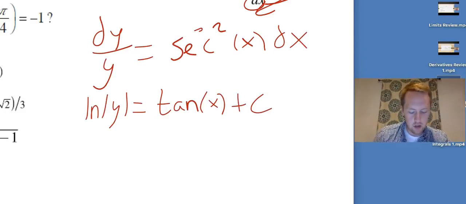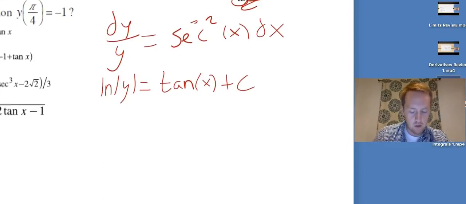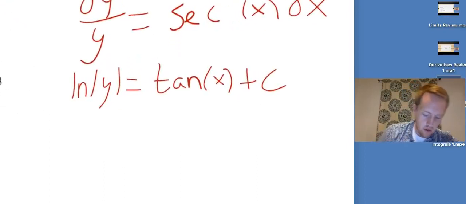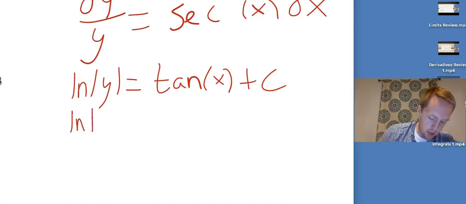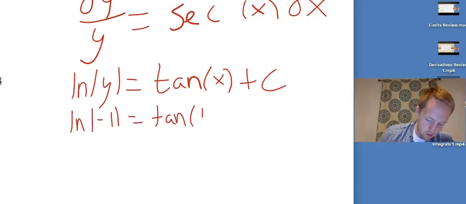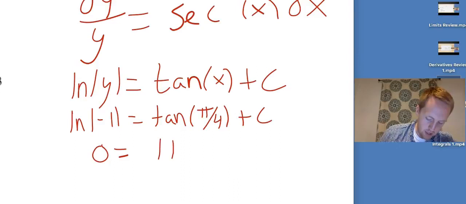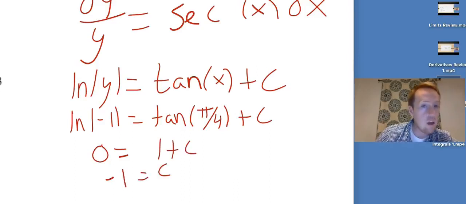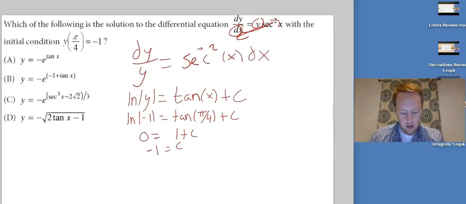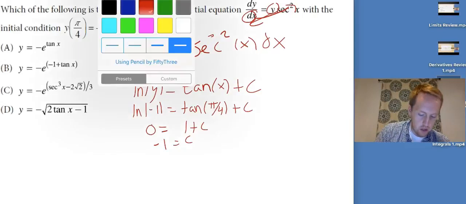So I'm going to plug in that initial condition. It says y of pi/4 equals -1. So ln, absolute value, -1, equals tangent of pi/4 plus c. So that's 0 equals 1 plus c. So apparently c is -1. That gets you another point on the FRQs. Just plugging in and solving for c. Now I'm going to put that into my differential equation.